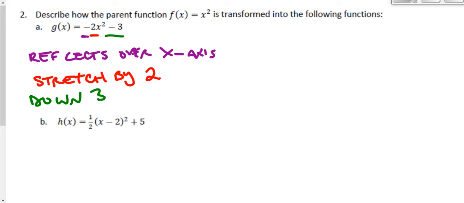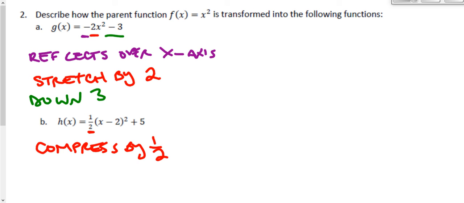Let's go ahead and take a look at the transformations for my second function. I have, again, 3 things are happening here. In the very front, I have the number 1/2. That 1/2 in front is being multiplied by my y value. So all my y values are going to be half what they would usually be. And that means that my equation is going to get shorter. So that's going to be called a compression. So we are going to compress by 1/2.